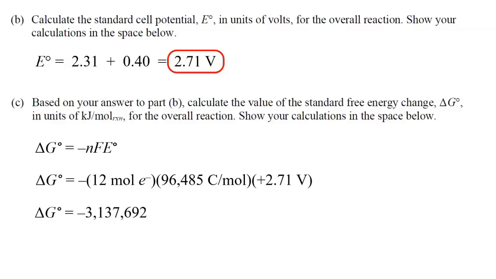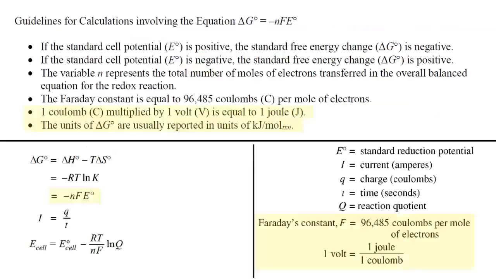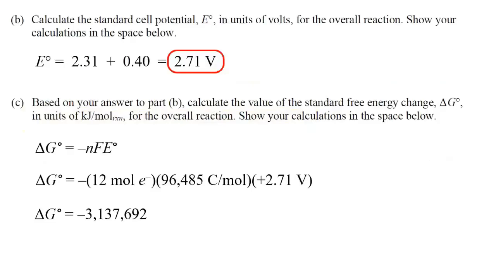But what are the units of this number? So let's go back and take a look at the guidelines for calculations involving this equation. So 1 coulomb multiplied by 1 volt is equal to 1 joule. So that means that when I did this math just now and got a really large number, that's actually in units of joules per mole of reaction. But in part C, it said to calculate the value of delta G in units of kilojoules per mole of reaction.